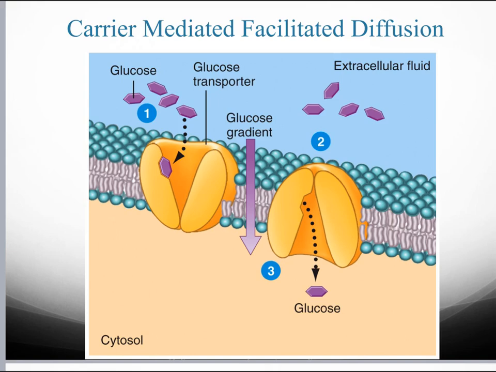Carrier-mediated facilitated diffusion. As we said before, here's our example of glucose. When glucose binds to that substrate-specific channel, the channel will open and drop glucose off into the cell. So again, we need a concentration of glucose in the extracellular fluid. It binds like a lock and key into that transmembrane protein, which will allow it to have this conformational change, bringing more glucose into the cell until we reach equilibrium.